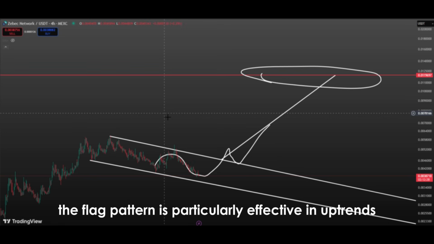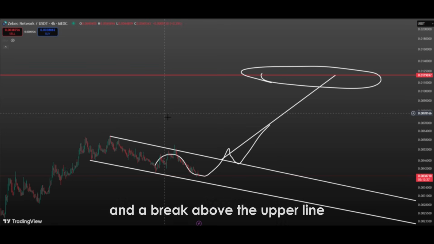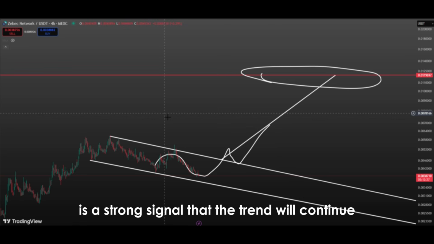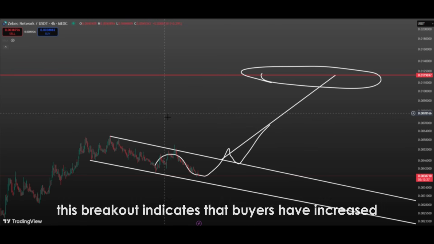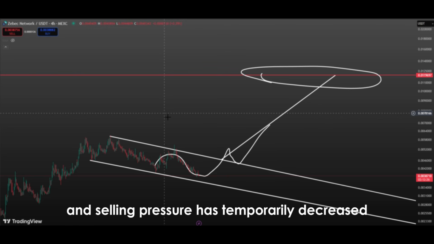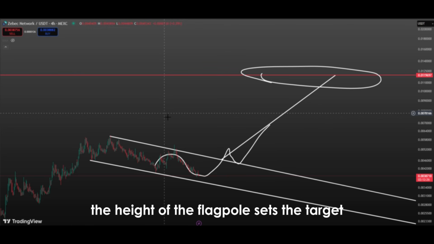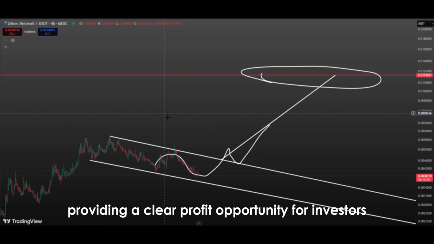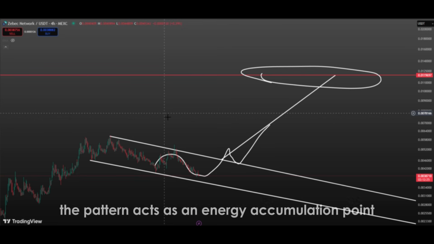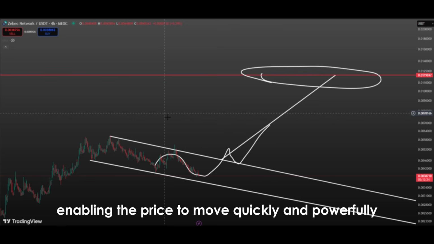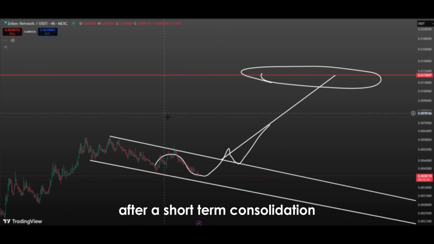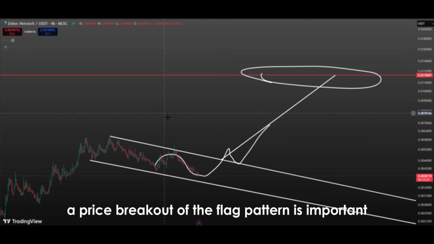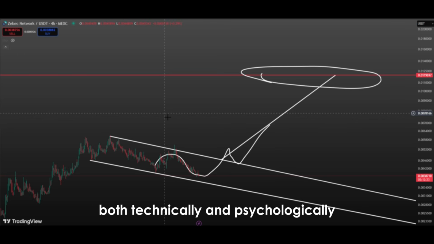The flag pattern is particularly effective in uptrends, and a break above the upper line is a strong signal that the trend will continue. This breakout indicates that buyers have increased control in the market and selling pressure has temporarily decreased. The height of the flagpole sets the target the price can reach after the breakout, providing a clear profit opportunity for investors. The pattern acts as an energy accumulation point, enabling the price to move quickly and powerfully after a short-term consolidation. A price breakout of the flag pattern is important both technically and psychologically.